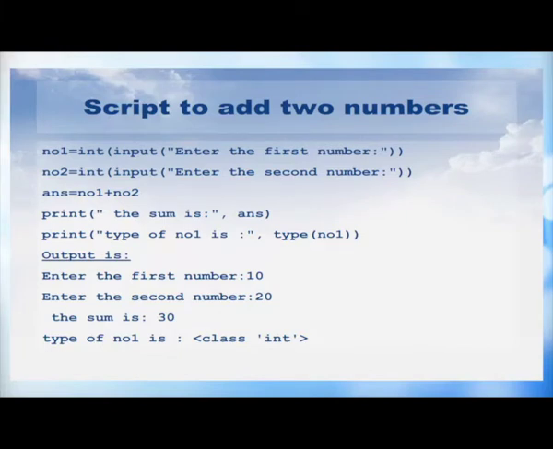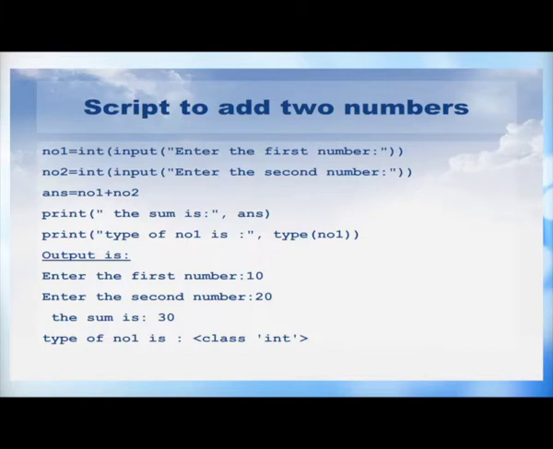So, this int converts the entered number, which is actually a string, into an integer, and that integer is stored in number 1. Similarly, we do for number 2. Now, number 1 and number 2 will be integer, not string, because we have typecasted it. Then you can add the numbers and you are printing the sum.